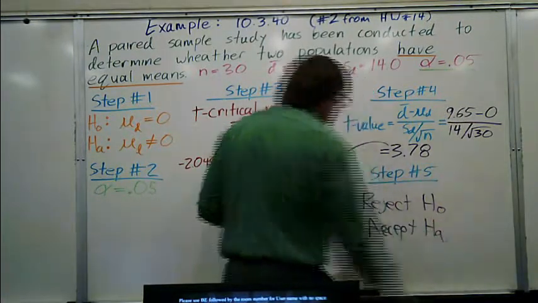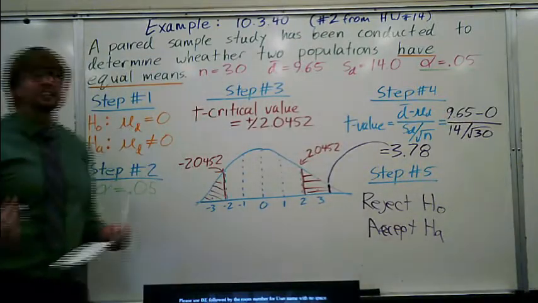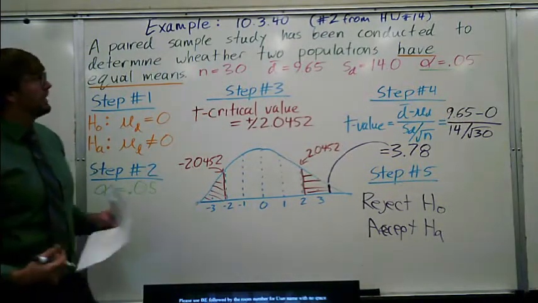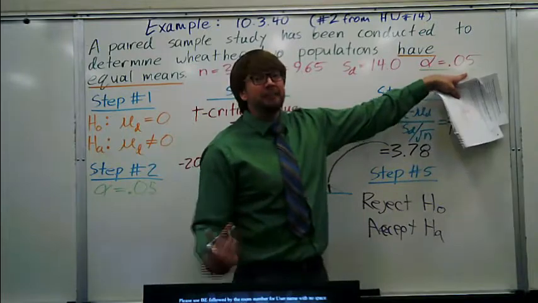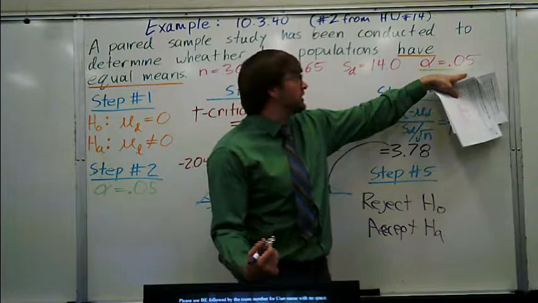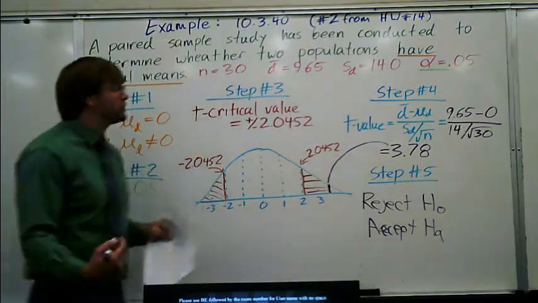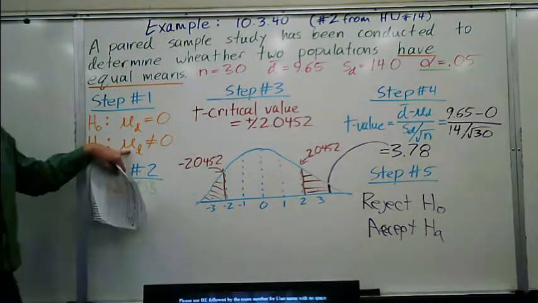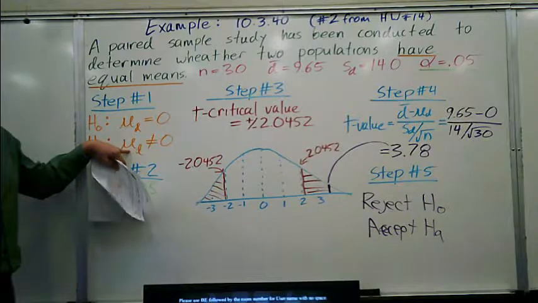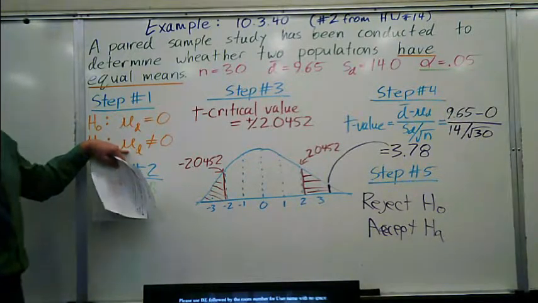So if you want to say that in a sentence, we can be 95% sure, which is just 1 minus the significance level. So we can be 95% sure that the mean difference is not equal to 0. So we can just be 95% sure that there actually is a difference between those two population means.